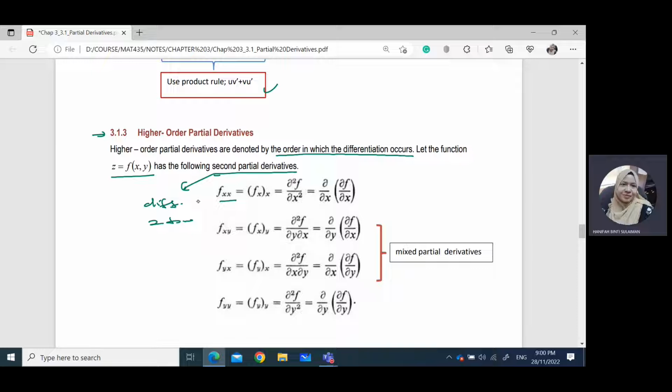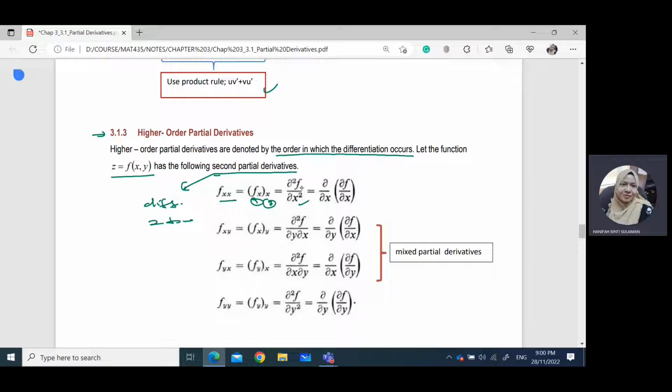Okay, so for second order we have f derivative respect to x and x. So this means that first step we need to differentiate respect to x on f, and the next step we differentiate for x on the derivative respect to x. So maknanya jawapan yang you dapat dalam first order ni, we need to differentiate for once again. Okay, so kita akan dapat second order. Okay, so this is a notation for second order.